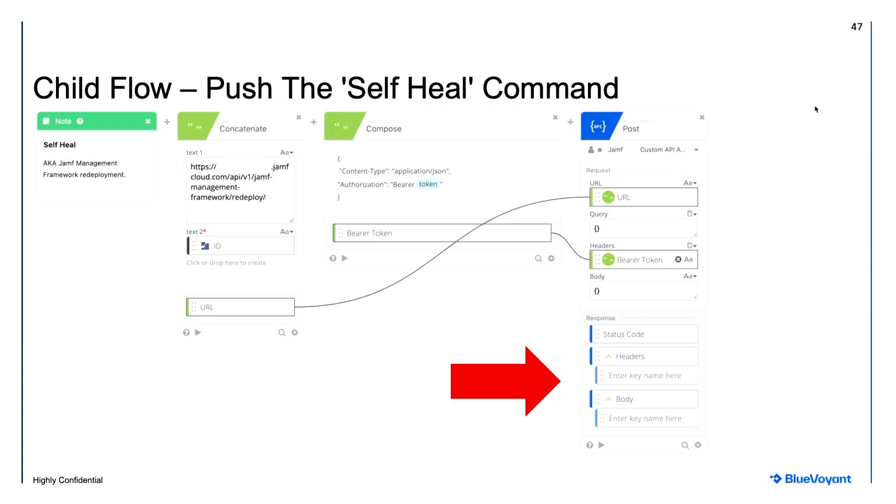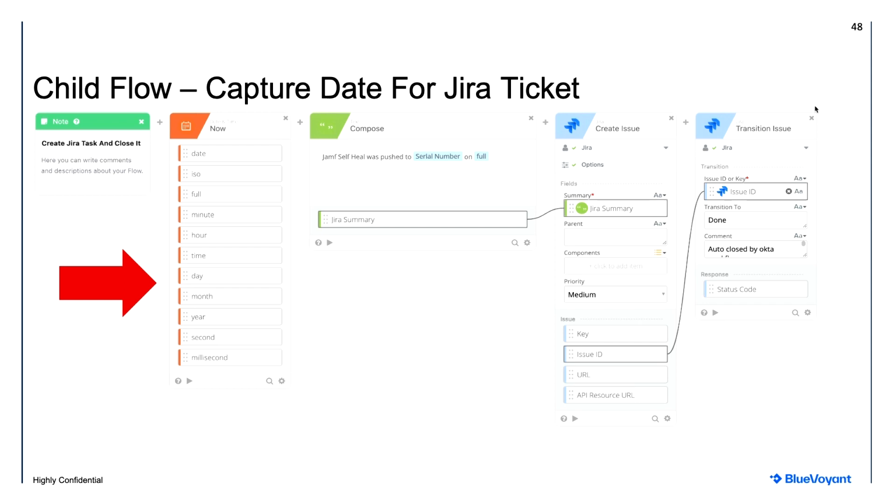Now we literally just have to drag and drop the URL and the headers into the proper sections, and that's it. Now we're ready to do the API call, but we're not quite done with the workflow yet. We still want to create a ticket for it. So after the API call has been made, now we want to start capturing some information so that we could create the ticket. The first thing we want to do is capture the date and time that push was sent so that we could record it in the ticket.